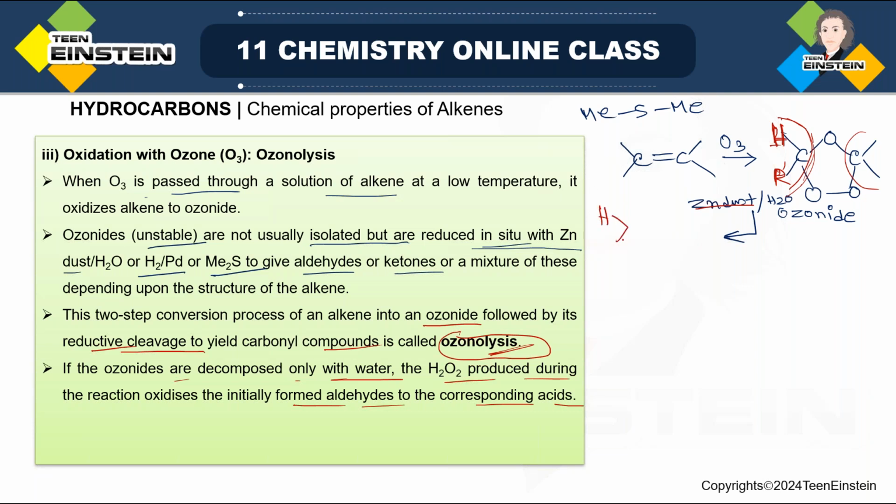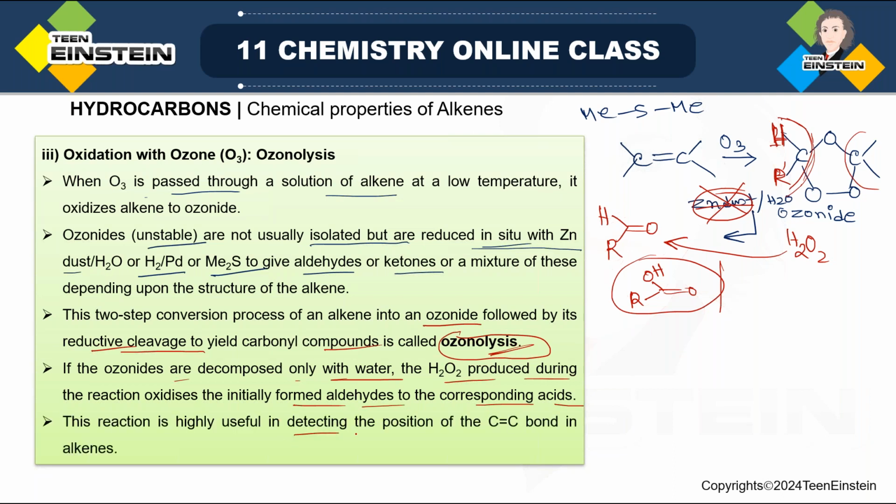So suppose aldehyde is formed, but you will not be able to isolate it because, as you are not using any reducing agent, the H2O2, which is the side product here, will oxidize this aldehyde and ultimately it will be converted to acid. So instead of getting aldehyde, you will end up with acid. So this is the problem we face if we are not using any reducing agent. But if our purpose is to make the acid, then it's okay. But if we want to make aldehyde, we have to use a reducing agent.